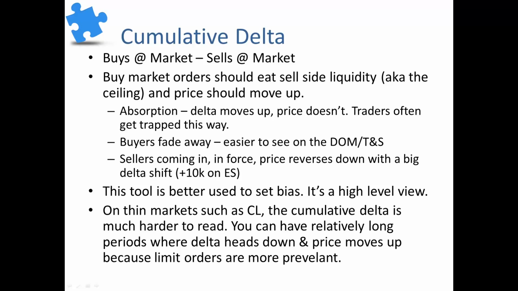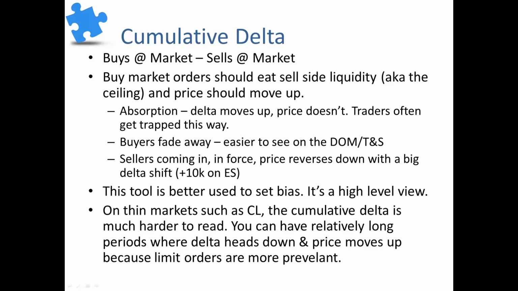If you haven't seen that, it looks a bit like a price chart, but it shows buy market orders minus sell market orders. So buy market orders should eat the sell side liquidity. It should eat the ceilings and price should move up. We don't see the ceilings, but we know that they're there, right? We know the floors and ceilings have got to be there. Now, on the cumulative delta, absorption is characterized by the delta moving up, but the price not moving up, okay? And that is traders getting trapped.